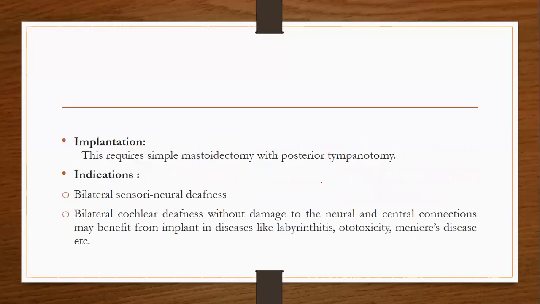cochlea. Okay. For implantation, it requires simple mastoidectomy with posterior tympanotomy. To place these electrodes along with this implant, we have to perform this mastoidectomy surgery along with posterior tympanotomy. We have to create an incision in the tympanic membrane. The main indications include bilateral sensori-neural deafness. It cannot be possible in case of a conductive deafness.